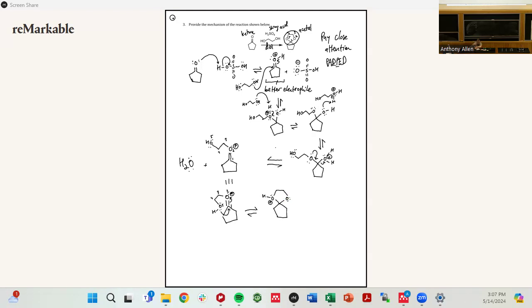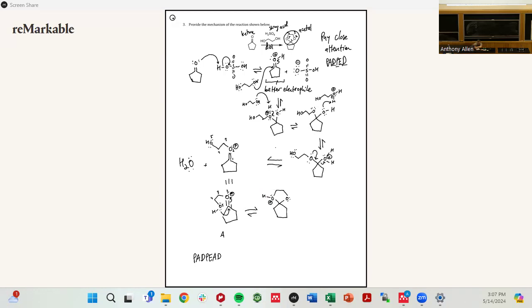So I guess for this one, there's a second addition, it'd be pad P. Elimination, addition, pad P. And then what's the last step? D for deprotonation.